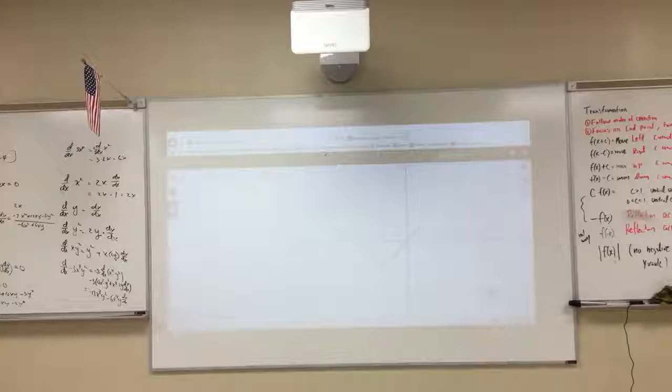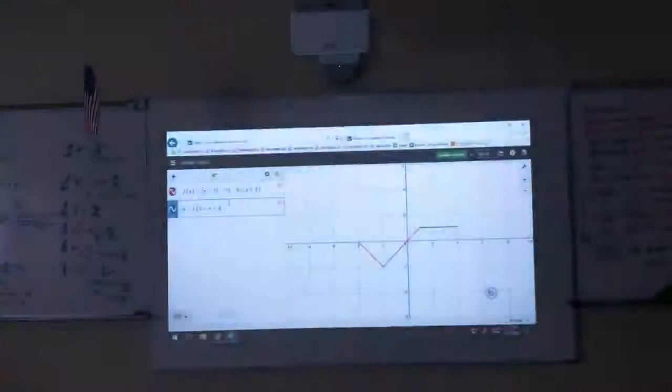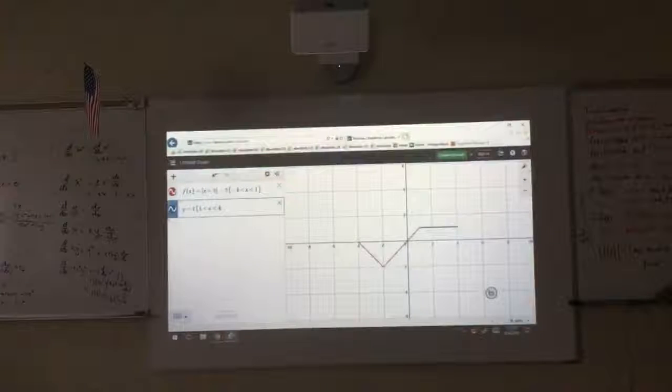Check your decimal. Negative 1, 1, 2, 4. Okay, so here is... it looks like a square root, yes. So that's how you build a piecewise function.